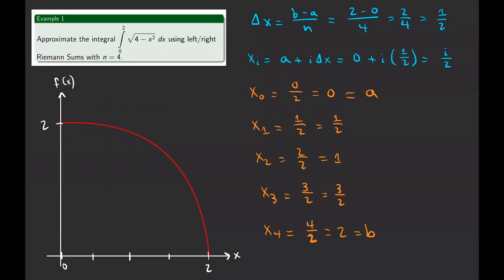So now I can label 1/2, 1, 3/2, and then I've got my 0 and 2 on the endpoints there. So there we go. We've got our x sub i's now, each of our x values. Basically, what we have to do here is figure out what each of these coordinate points are.